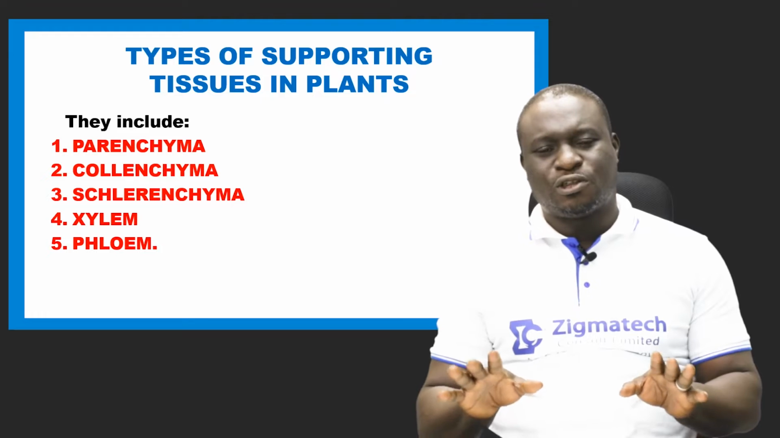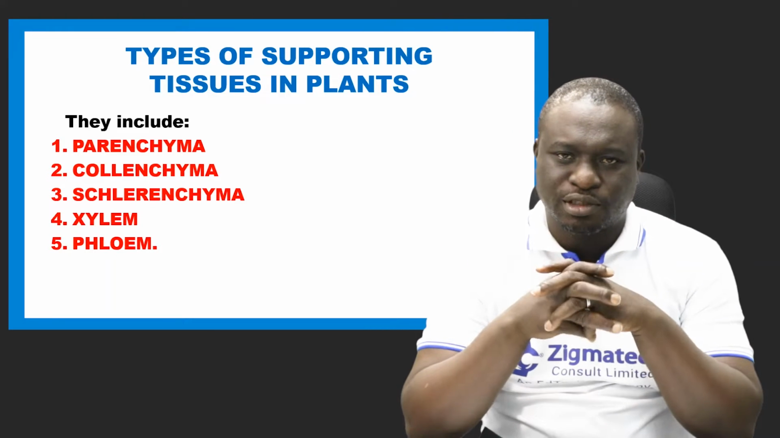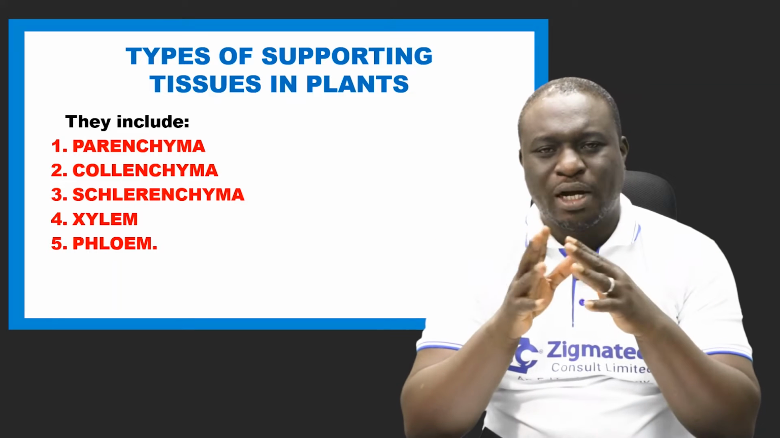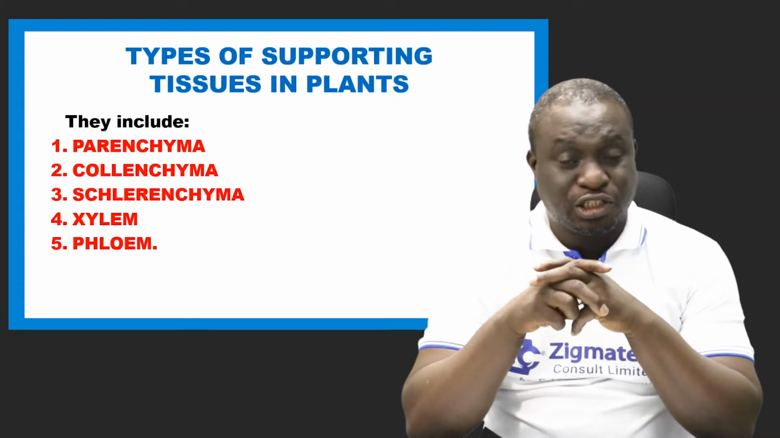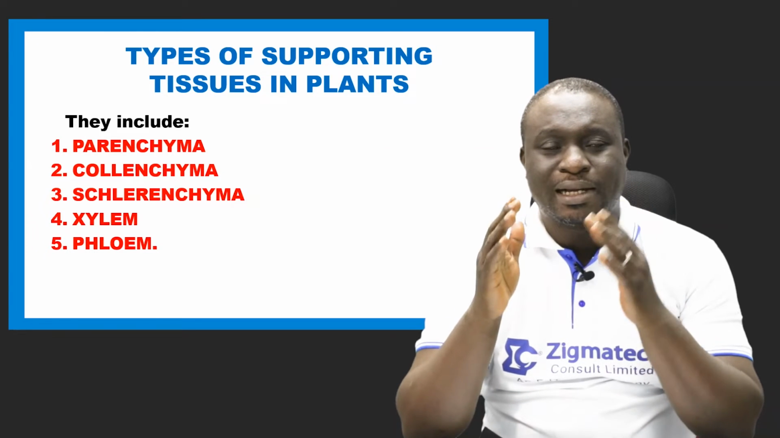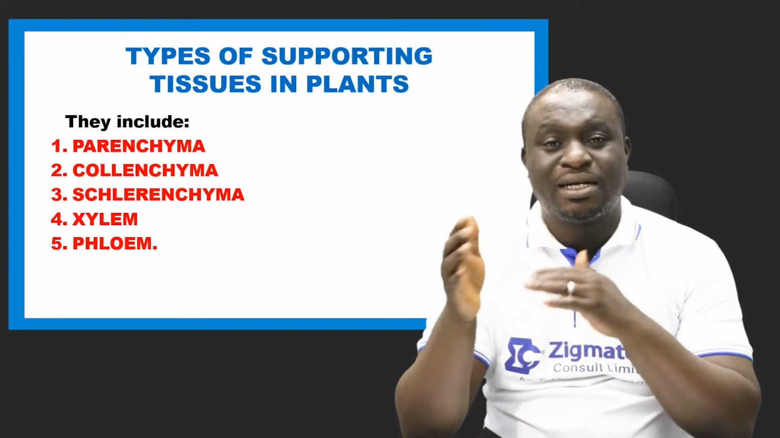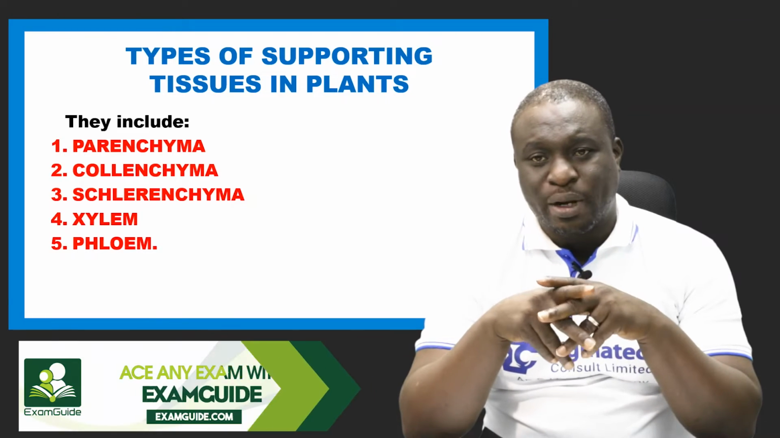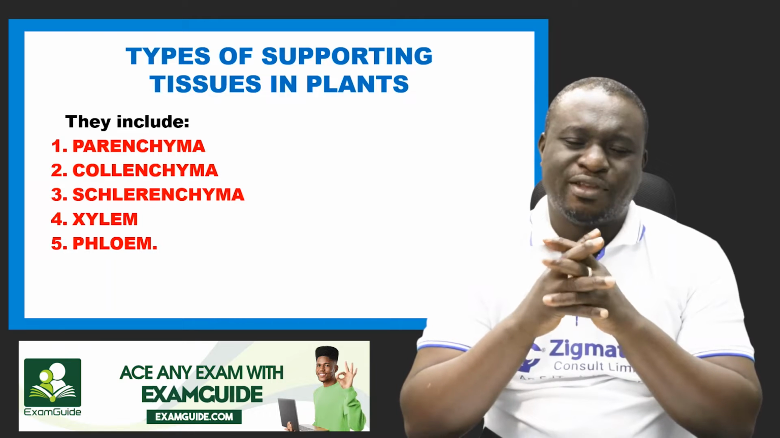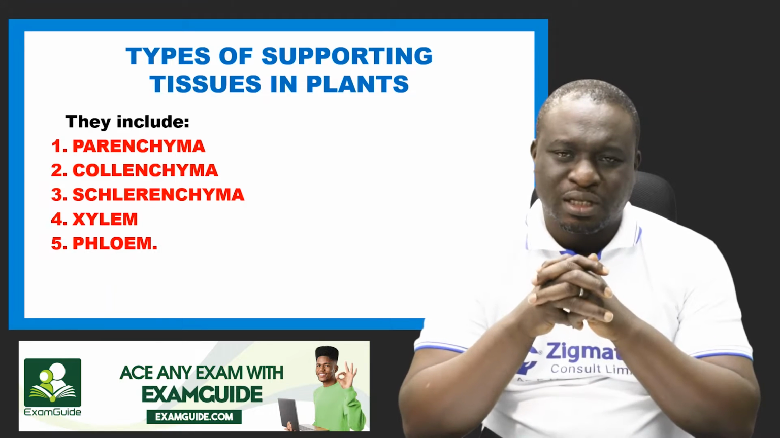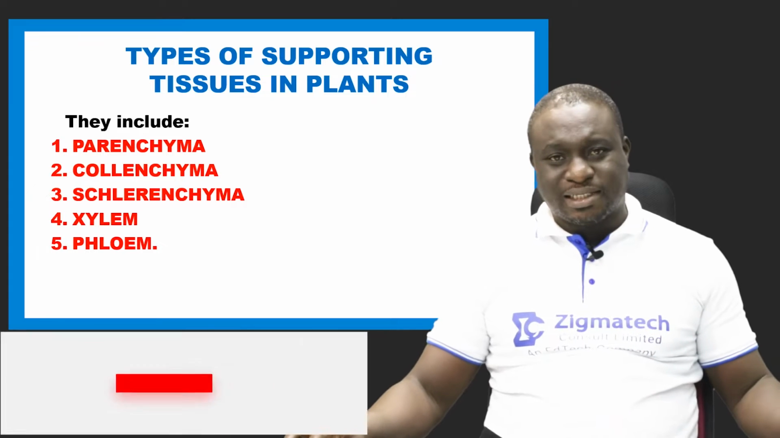And for today's class, we're going to be talking about 5 types of supporting tissues. The first one we're going to be looking at is parenchyma, the parenchyma cell or tissue. Number 2 is the collenchyma tissue. Number 3 is the sclerenchyma tissue. Number 4, we have the xylem tissue. And then number 5, we have the phloem tissue. These are the 5 tissues we're going to be considering in this class today.